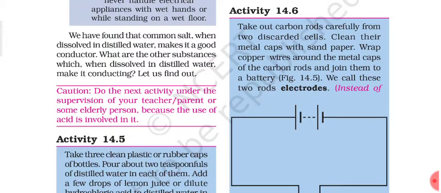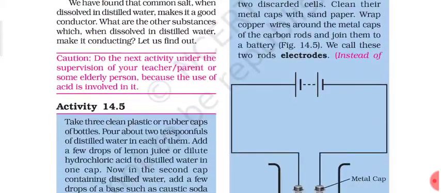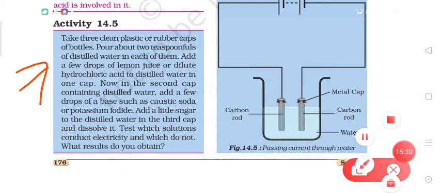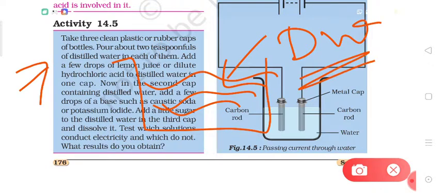Dear students, we will perform activity number 14.5 and 14.6. What is written? Do the next activity under the supervision of your teacher, parent, or some elderly person, because the use of acid is involved in it. We will take distilled water, which we know is a poor conductor of electric current. Now we will test: can acids make distilled water a good conductor?